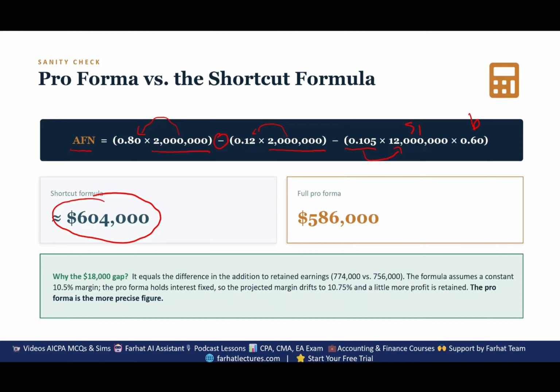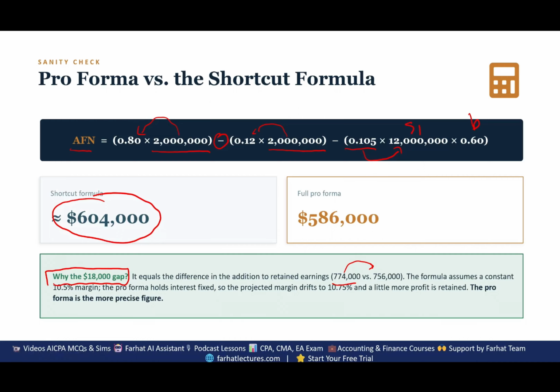Now you might be saying, why is there a difference between the two figures? And the difference, if we look at the gap, is 18,000, which is equal to the difference in the addition to retained earnings, 774 versus 756.